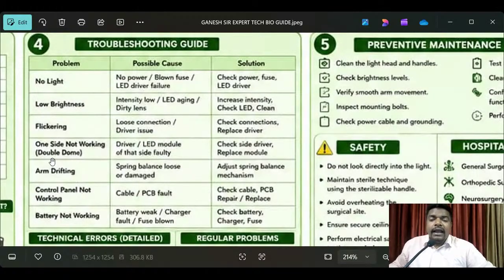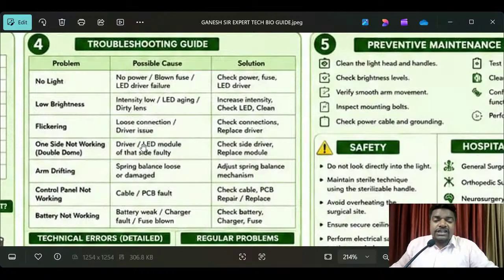Next, one side not working, in a double dome light. This is the problem. When you get a complaint from the OT in this way, you have to respond: yes sir, tell me sir, I'm a biomedical engineer. You have to introduce yourself and ask what the problem is, so let me know. By getting information, you can sometimes give advice, and without even attending the complaint you can resolve the issue. That's why first communication is very, very important.